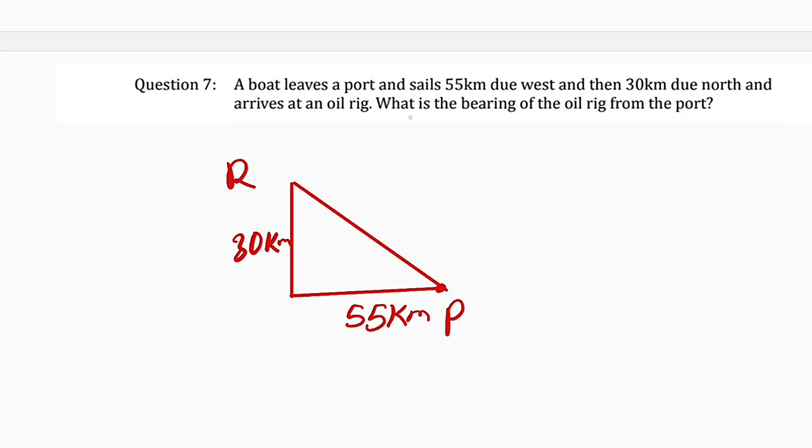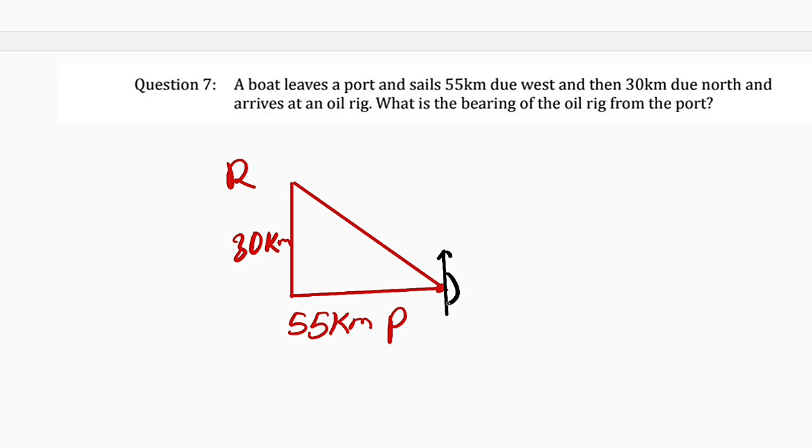So what is the question? The question asks us to find the bearing of the oil rig from the port. So this is the oil rig, right? So we want to find the bearing from the port. So let me shift this one a little bit. To find the bearing, let us draw a cardinal point here. This is our cardinal point. We need to find the total angle from this point down to this line heading to R. So the total angle there is what we are looking for.